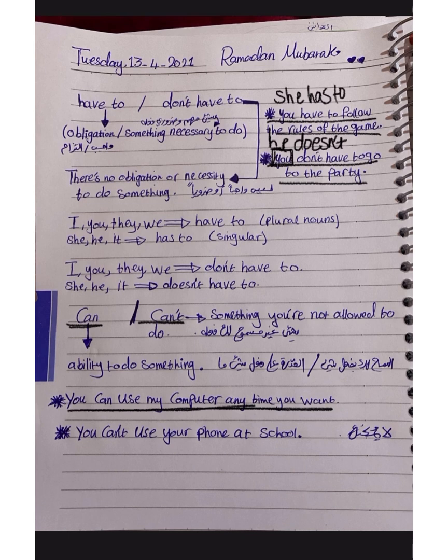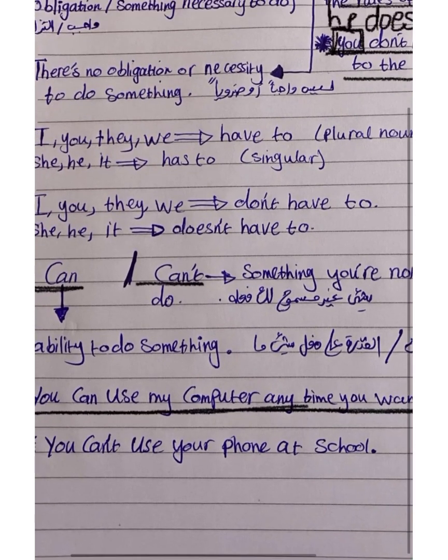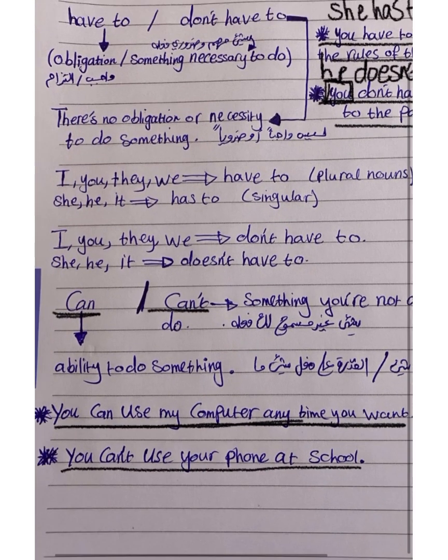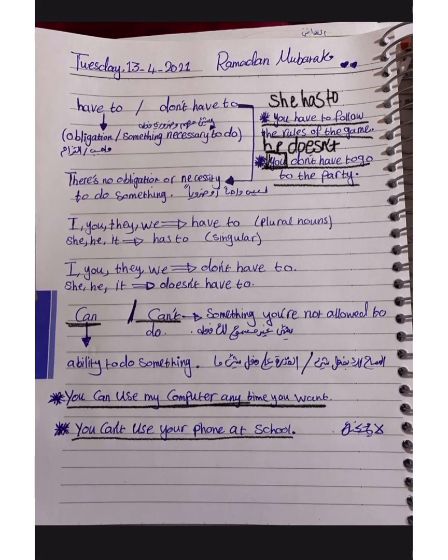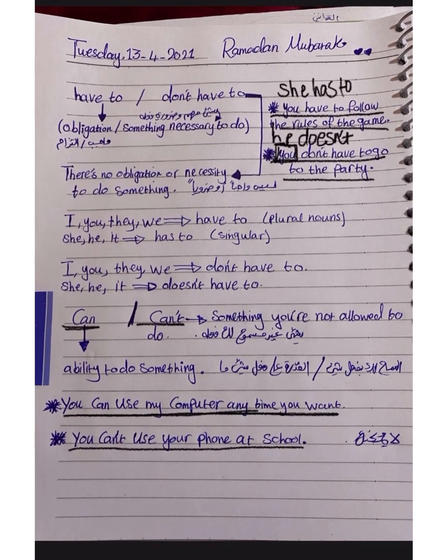You can't touch, or you can't use the teacher's computer. You can't. Something you are not allowed to do. It's not your choice; you are never allowed. You can't use your phone at school. Look, you can't use your phone at school. You are not allowed to do it. Whether you like it or not, you can't. So this is the difference between can and can't.